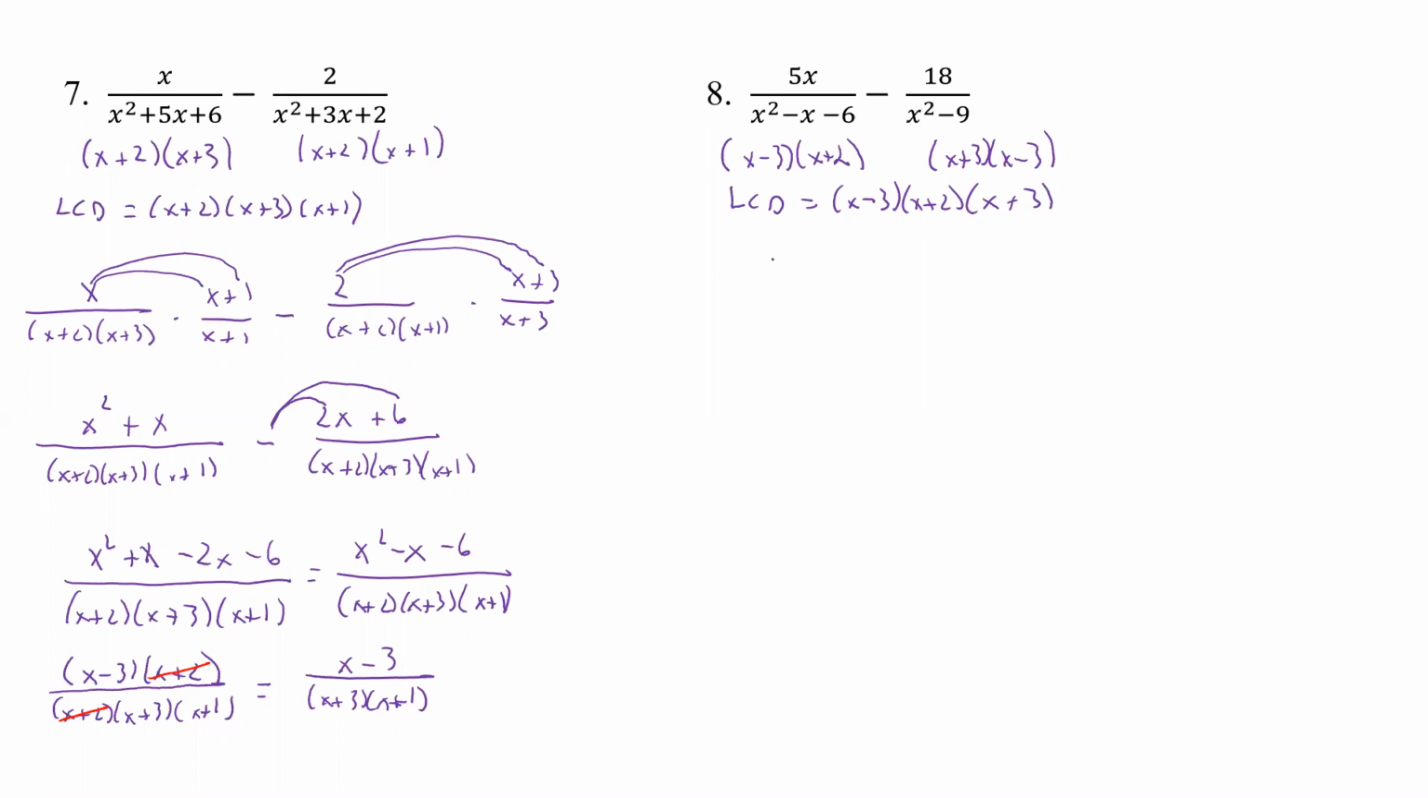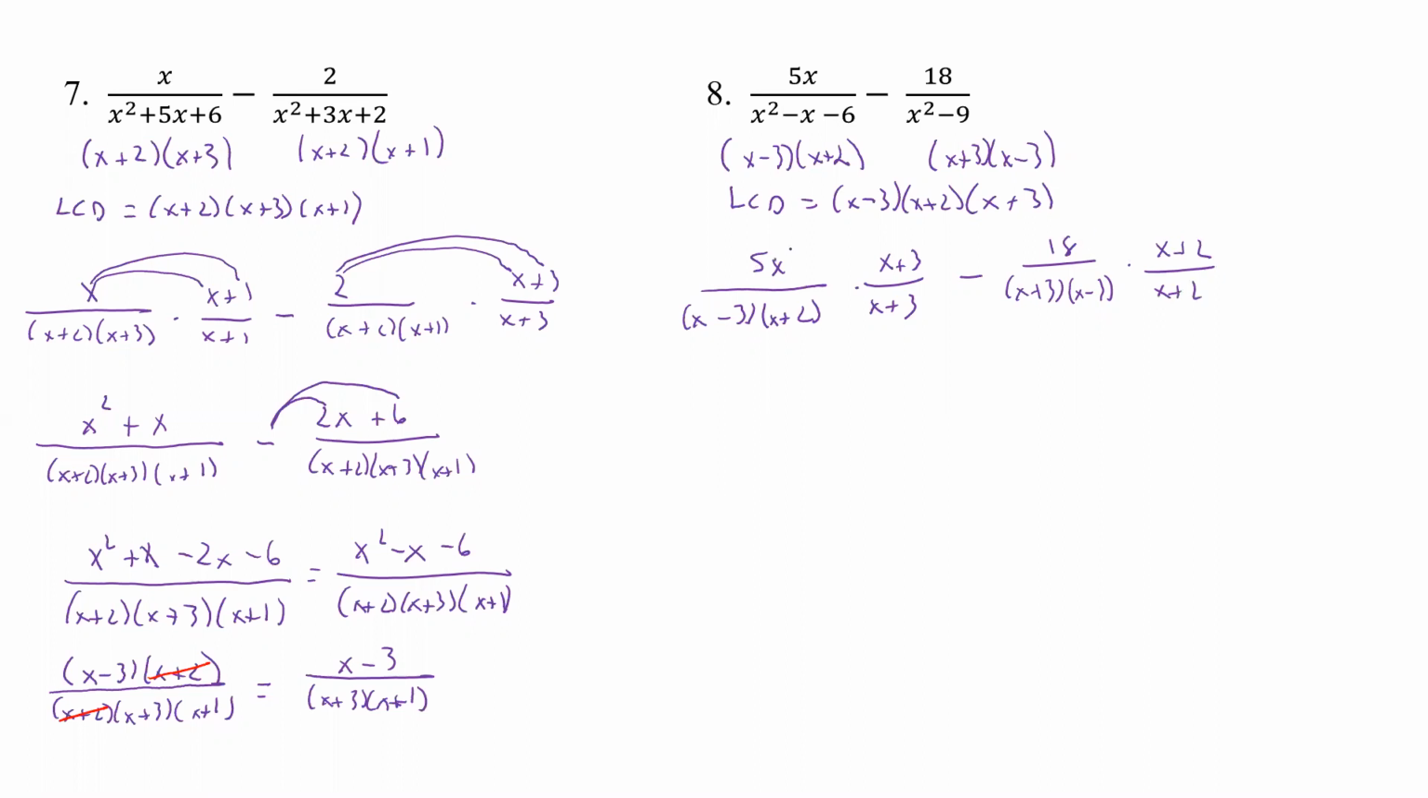And so our new rational expressions are going to be 5x over x minus 3, x plus 2 times what? Well, we're going to have to multiply by x plus 3 over x plus 3. We're subtracting off now. And now we have 18 over x plus 3, x minus 3. And we're going to have to multiply by that x plus 2 over x plus 2.